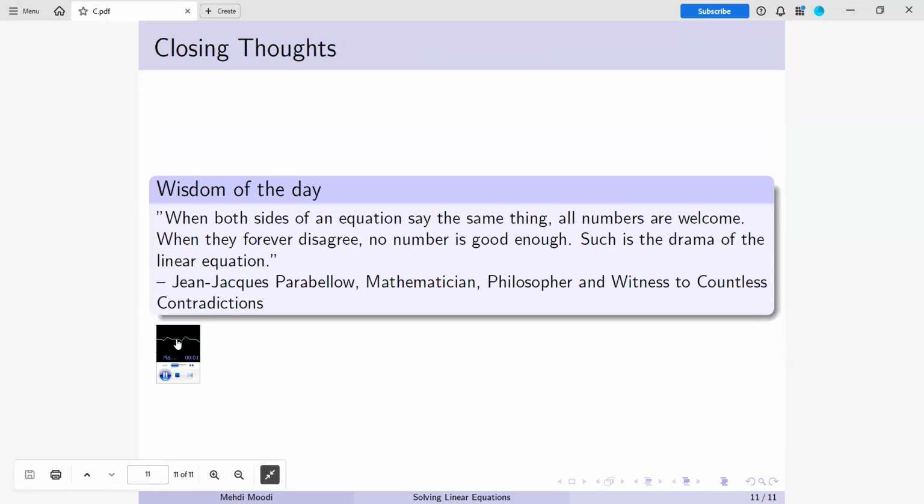Jean-Jacques Parabellow was once a humble student of the great Sir Isaac Factorton. Known for his strict discipline and legendary intolerance for mathematical nonsense, Factorton rarely handed out compliments. His approval was harder to earn than extra credit in a calculus midterm.